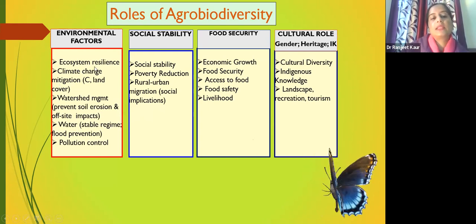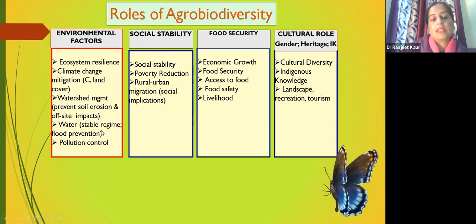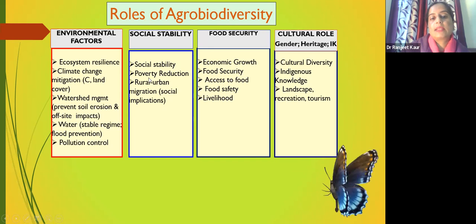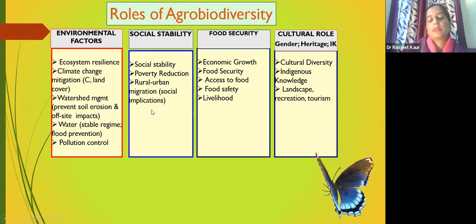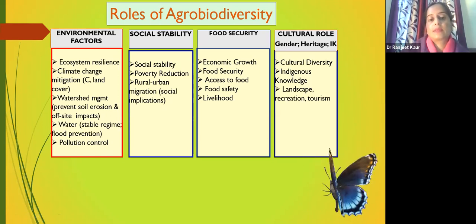It helps in the ecosystem resilience, climate change mitigation, land cover, watershed management, prevention of soil erosion and offsite impacts, stability of water regime, flood prevention, pollution control, social stability, poverty reduction, rural and urban migration. Due to many climate change factors, people migrate from rural areas to urban areas, so it stops that kind of migration also. Then comes the food security.